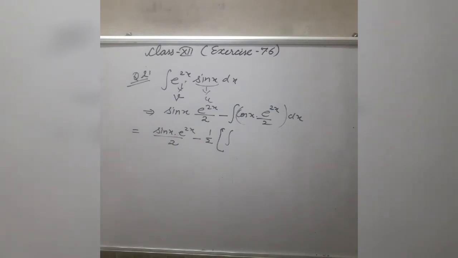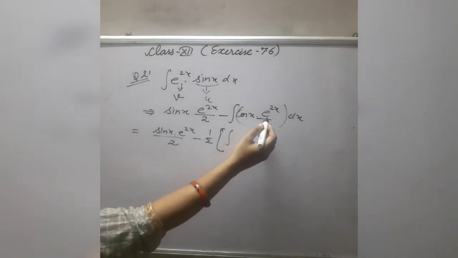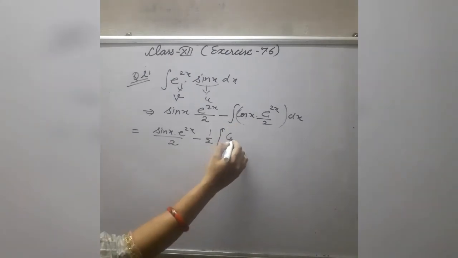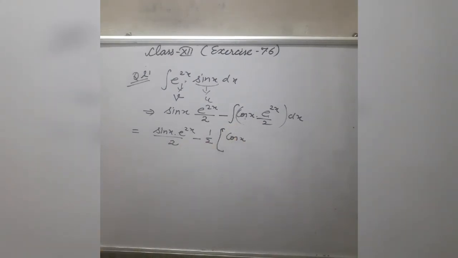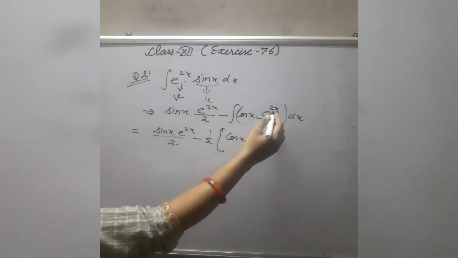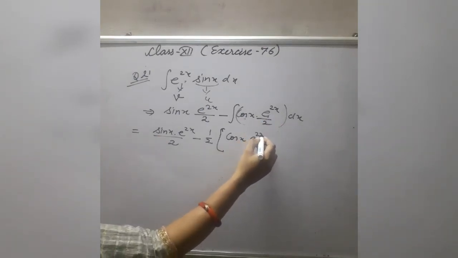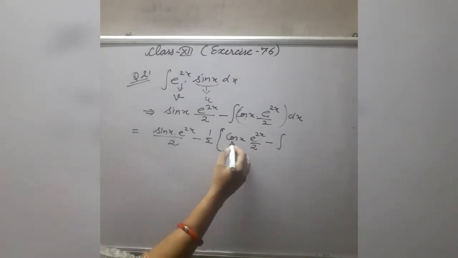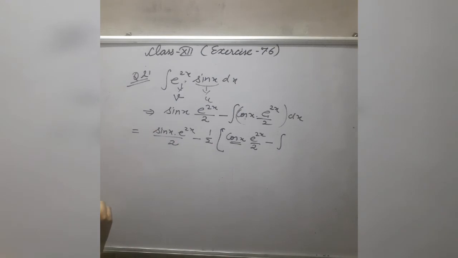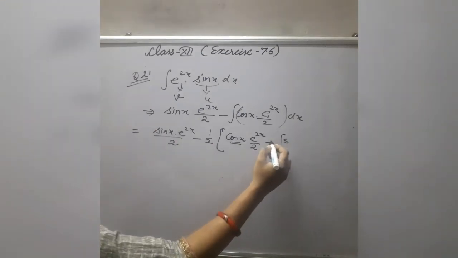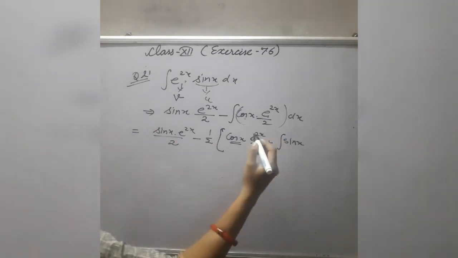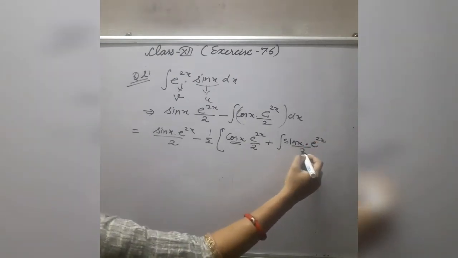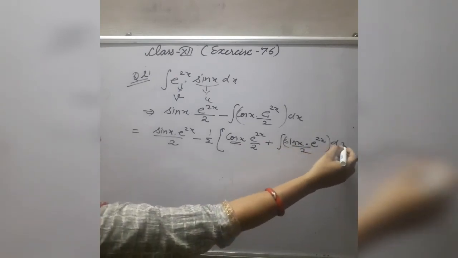If you use integrating by parts, we will take this e raised to power 2x as v and cos x as u. So by using integrating by parts, u remains as it is. Integration of v, integration of e raised to power 2x is e raised to power 2x by 2, minus integration sign, derivative of cos x, derivative of cos x is minus sin x, minus minus becomes plus, into e raised to power 2x by 2, then whole integration.